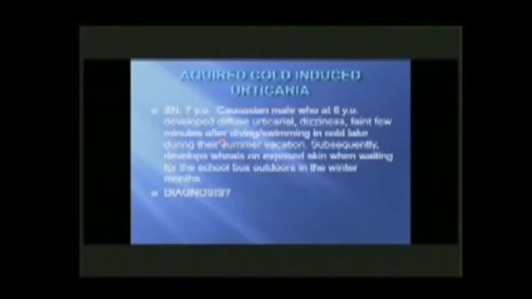Okay, this is SN. He's a 7-year-old Caucasian male who presents with a 1-year history of having developed diffuse urticarial lesions, dizziness, fainting a few minutes after he went swimming in a cold lake during their summer vacation. He subsequently developed wheals. When he was brought out of the lake, he broke out in wheals on the exposed skin. Subsequently, the mom reports that when he's waiting for the school bus during the winter months, his exposed skin on the face and on the ears would break out in rashes.